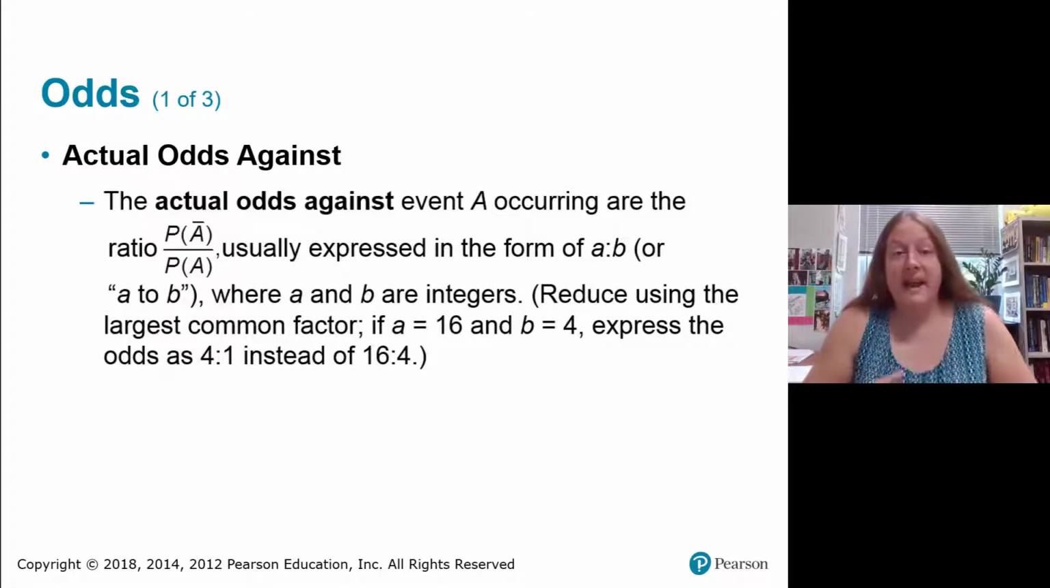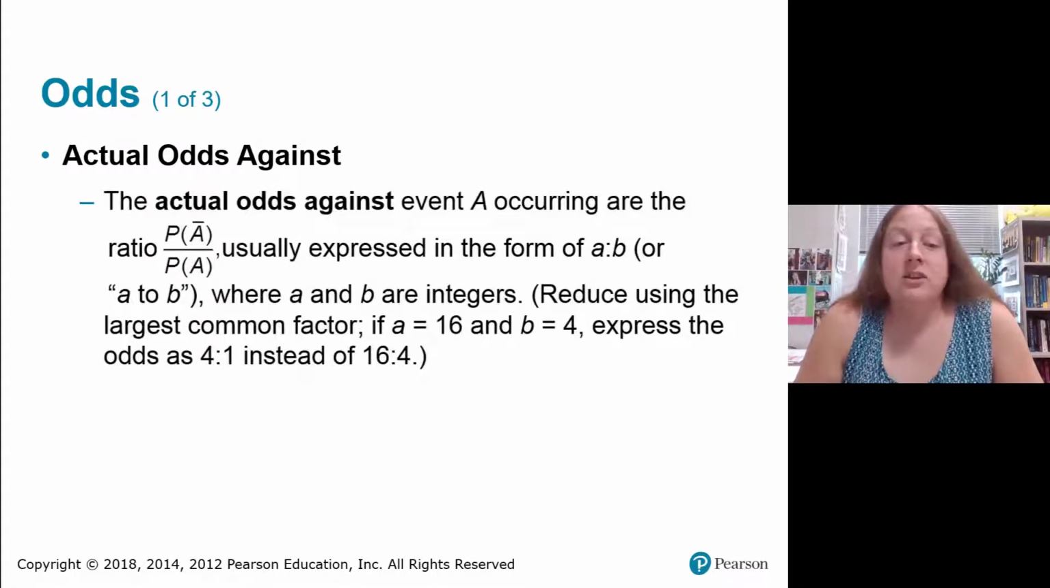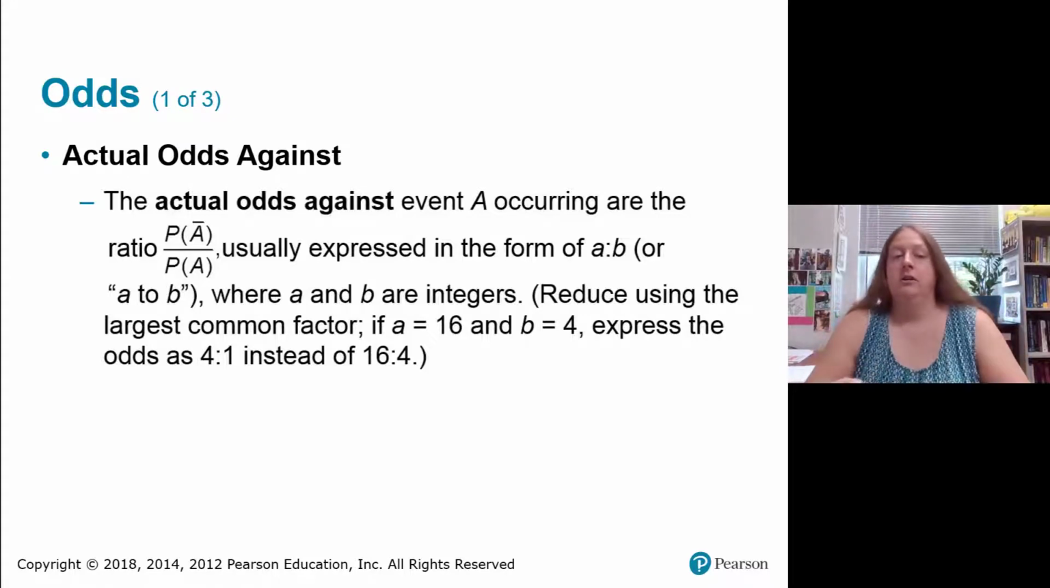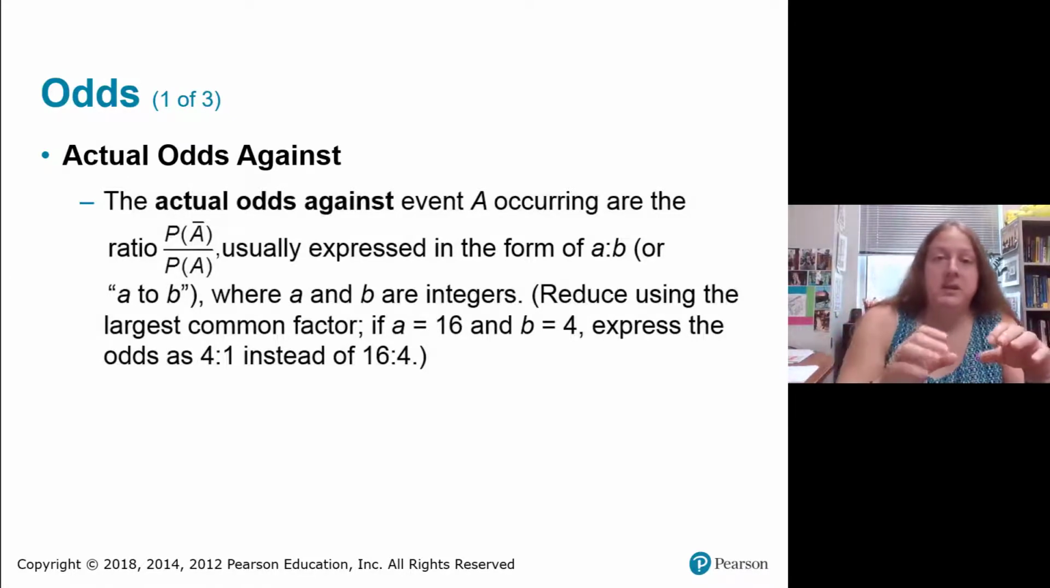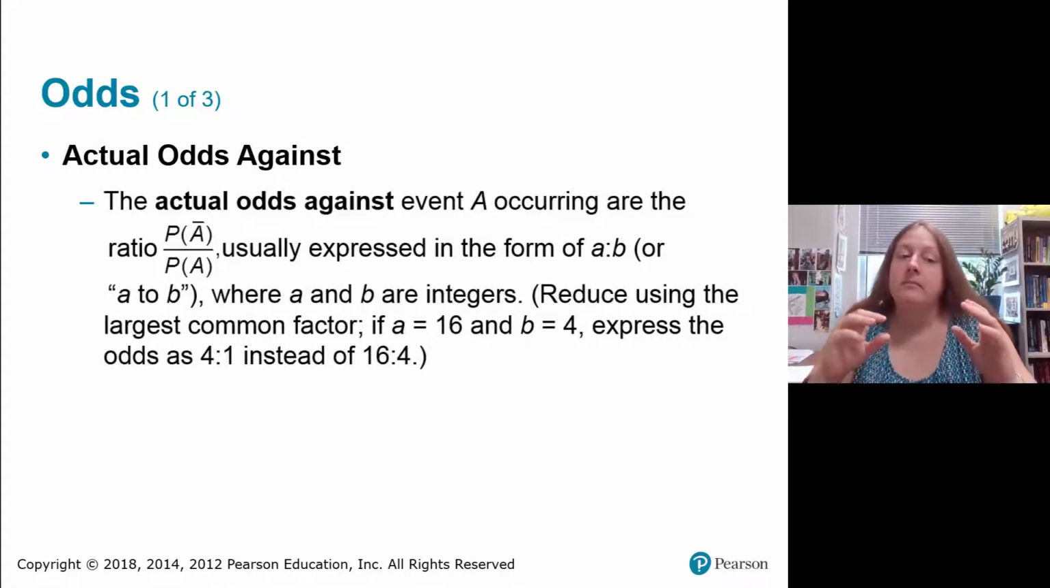The first one is actual odds against. The actual odds against event A occurring are the ratio of the probability of A not happening over the probability of A happening. We usually give this with a colon in between, so it looks like A to B, where A and B are integers, and we reduce things. So if A is 16 and B is 4, we would reduce it down to 4 to 1.